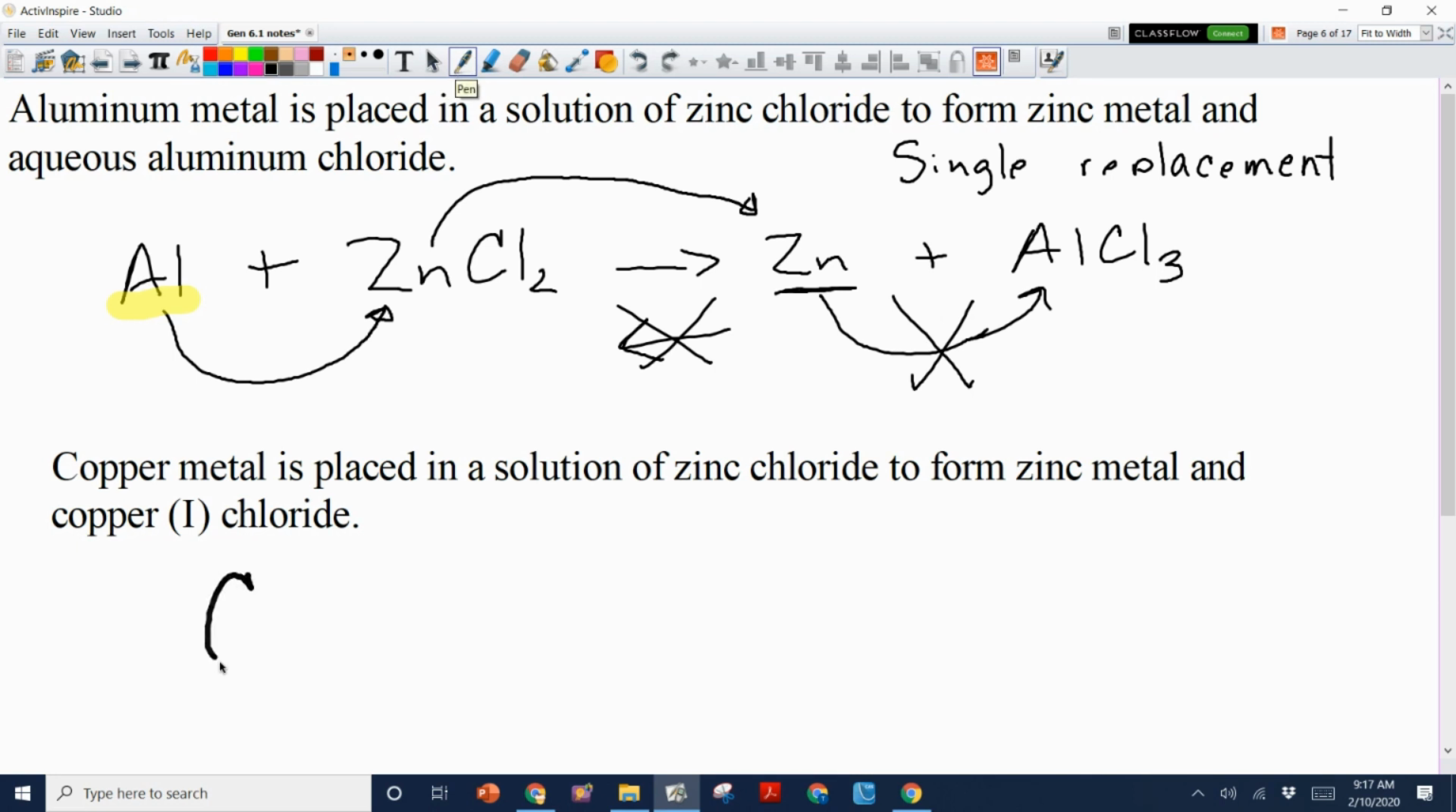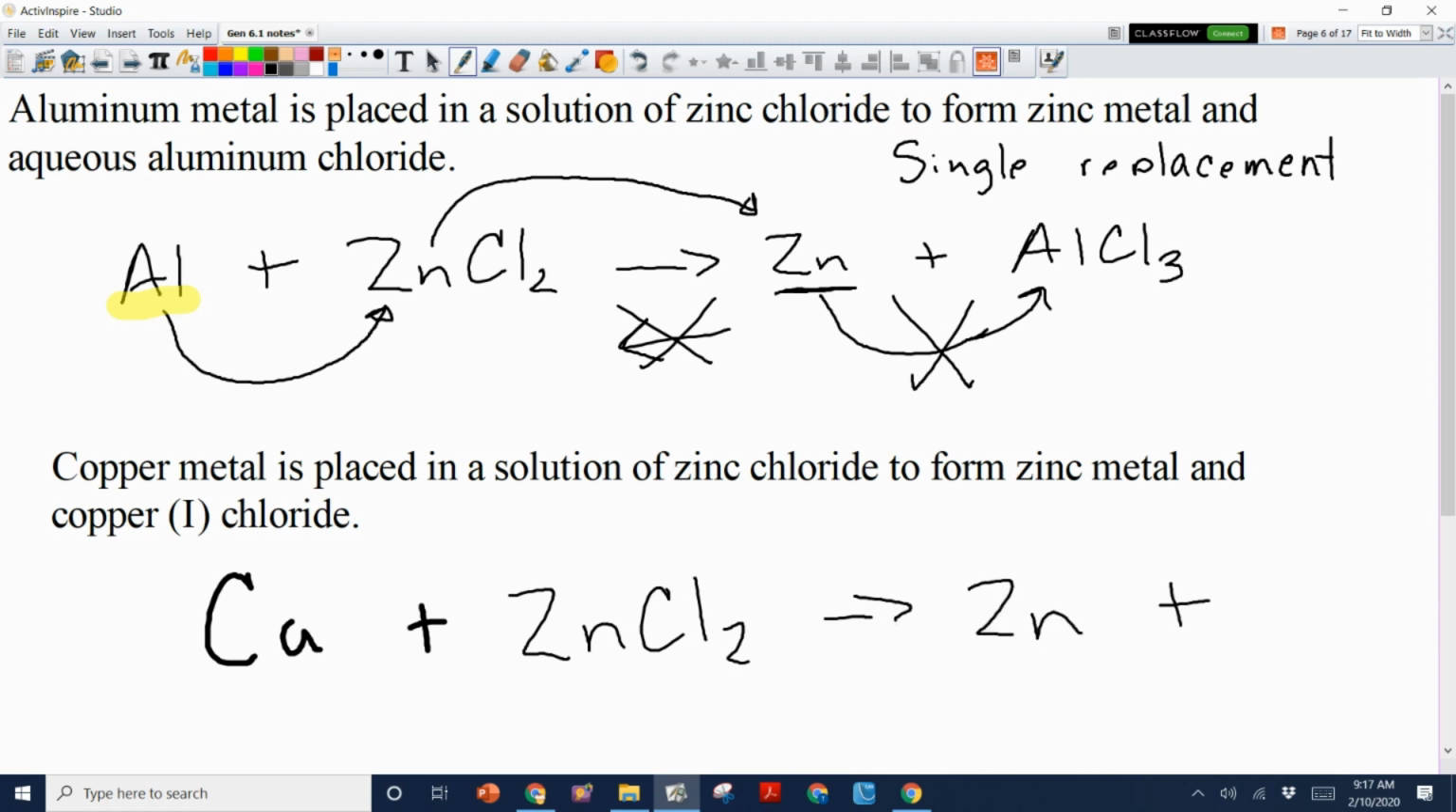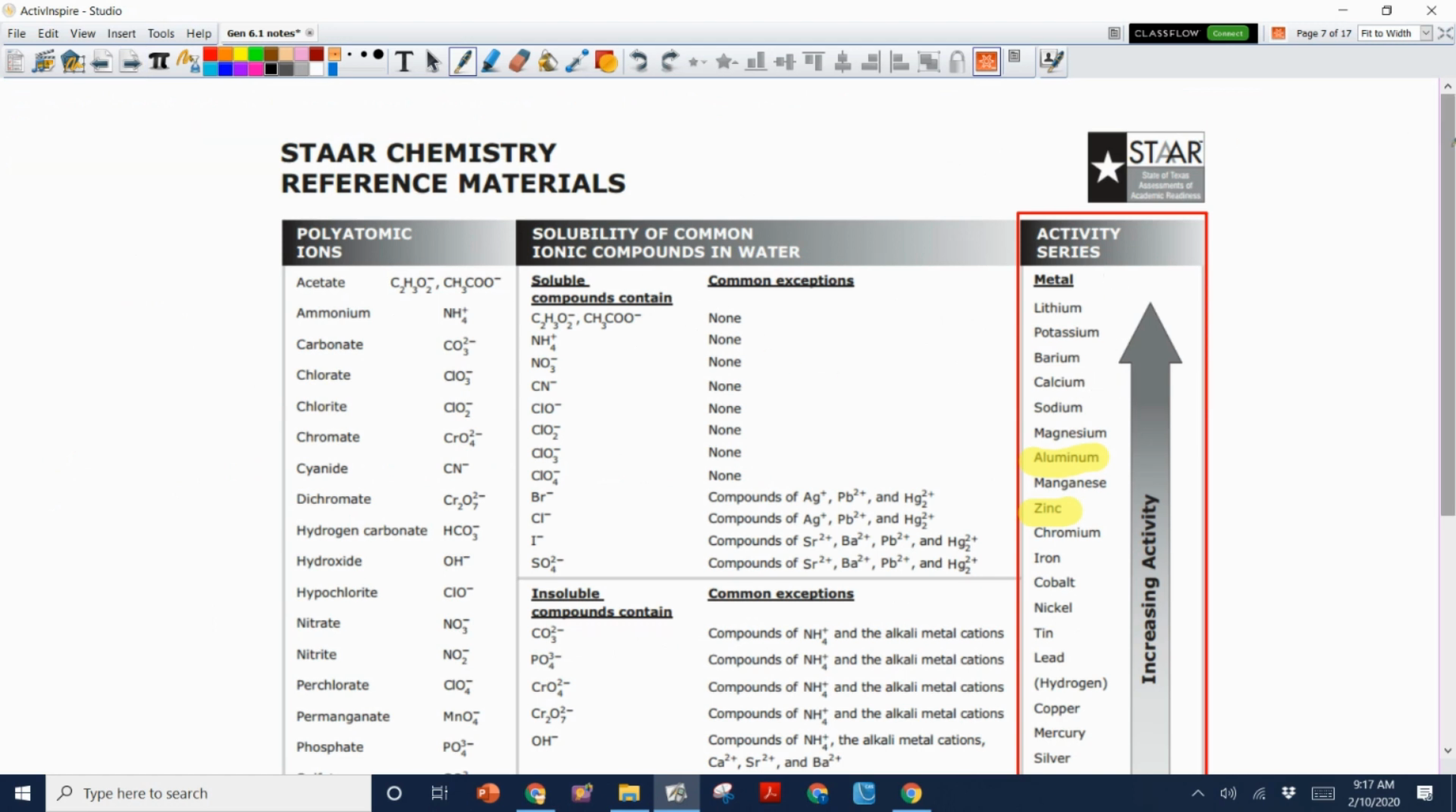Okay, so we have copper metal placed in a solution of zinc chloride to form zinc metal and copper 1 chloride. Okay, so that means copper 1 is the charge of copper. All right, that's U, not an A. All right, so let's go to our activity series. Is copper stronger than zinc?